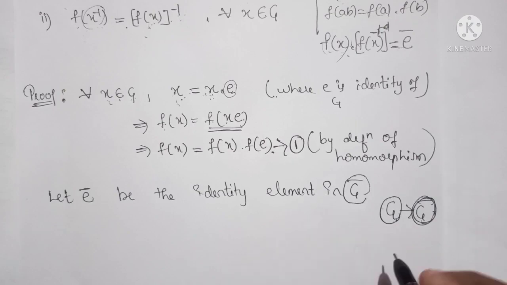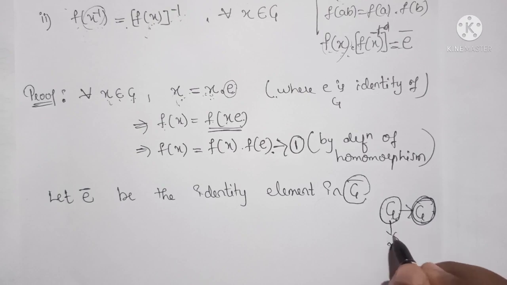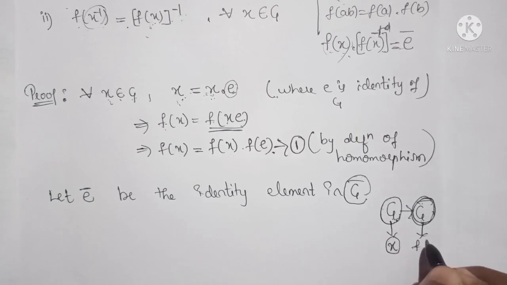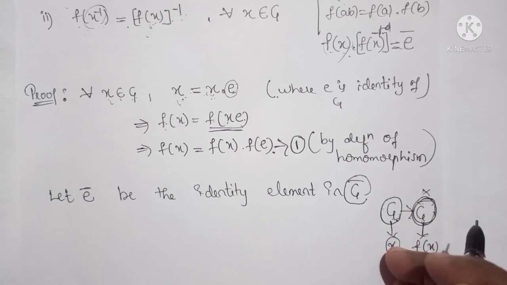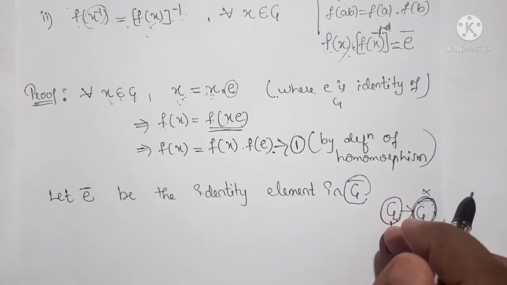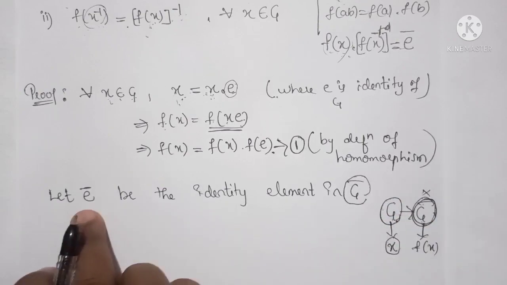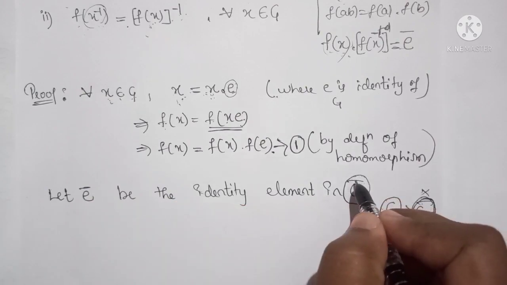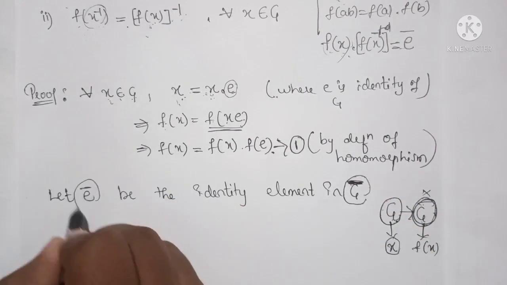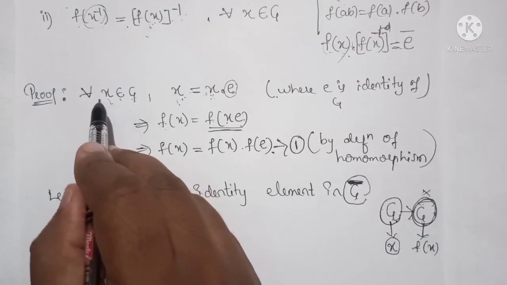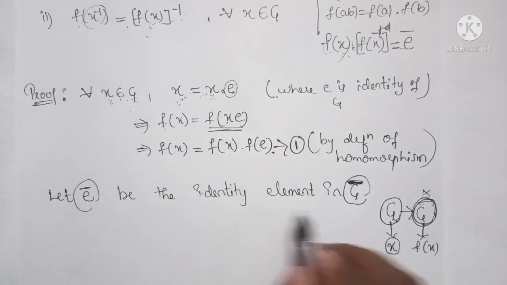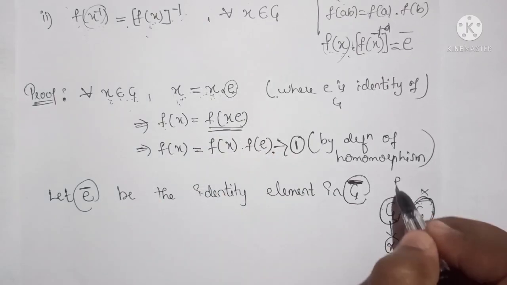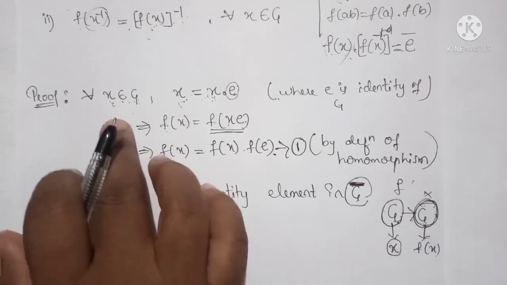Okay, so that means if we have an element x in G, then in G bar we will have f of x. That means this G bar always contains the images of these elements of G, right? So this is from the definition of homomorphism. So since e bar is the identity element in G bar, we can operate this e bar with other elements of G bar, as we have done for x belongs to G. We can write x equals x dot e. But here all the elements of G bar are of the form of images, images of elements from the first set.